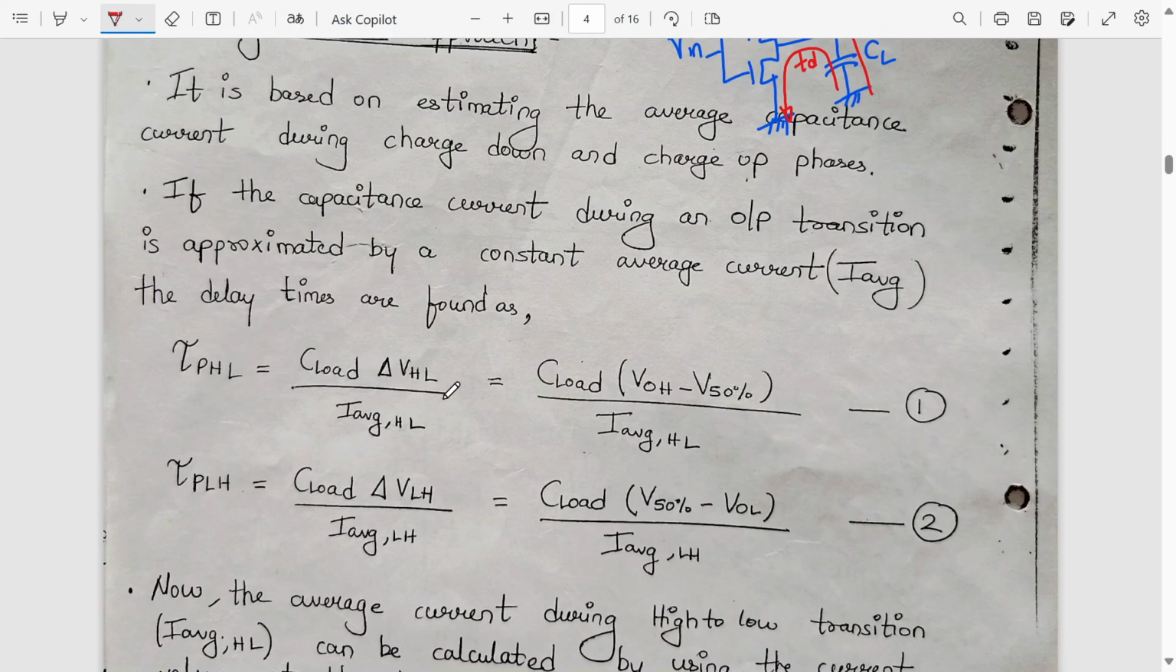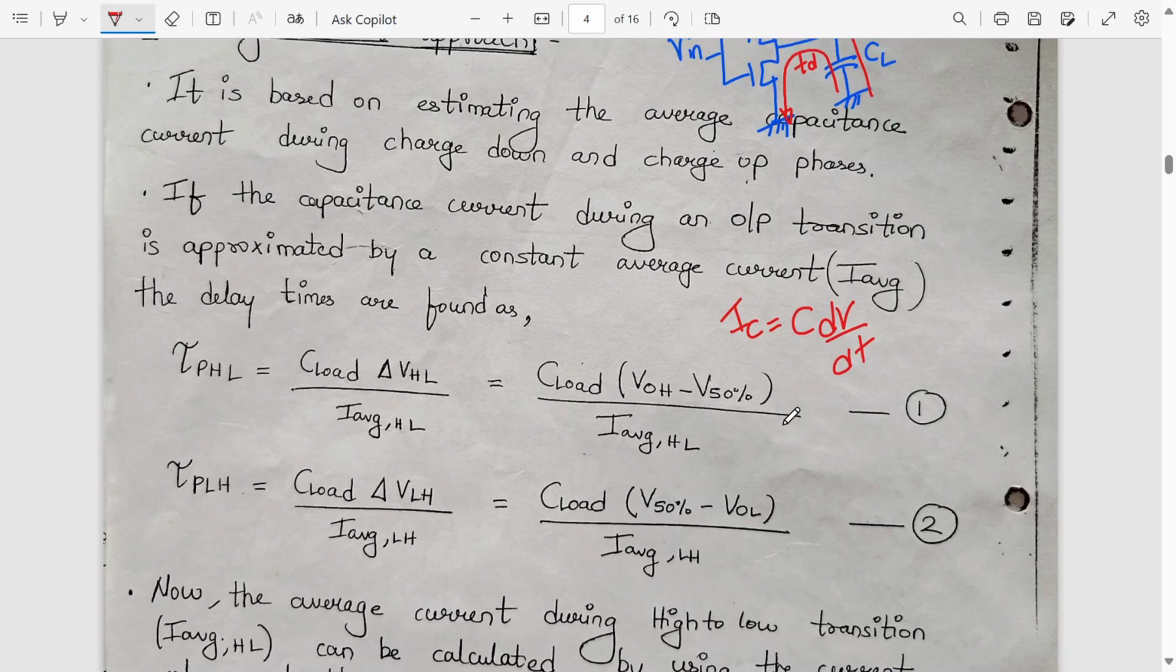Where did this formula come from, does anyone have any idea? Do you remember this? What is the formula for the current flowing through the capacitance? IC is equal to, have you heard of this, C dV by dt? The current through the capacitance is given by C dV by dt. Yes or no? Hello.